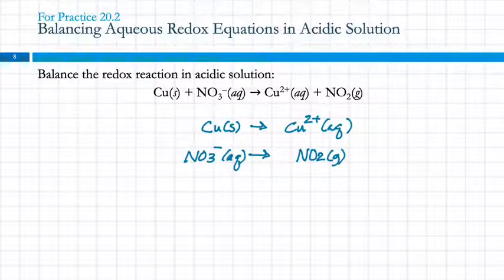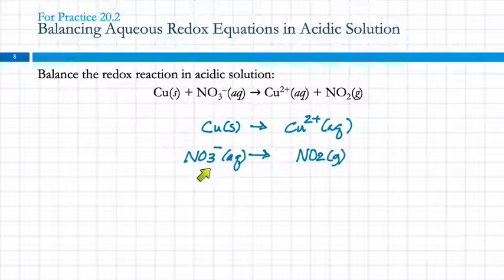Break it into half reactions. Balance each half reaction for mass, the atoms. So here, 1 copper, done. This one, I've got 1 nitrogen and 1 nitrogen, so that's okay. And then I have 3 oxygens and 2 oxygens. And there is no way I can balance this with just coefficients.